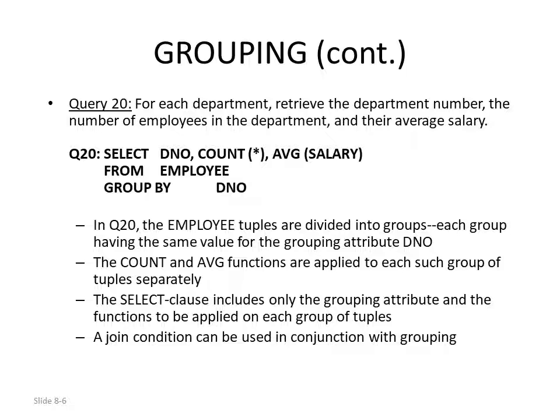So in the queries, you can see that the employee tuples are divided into groups, each group having the same value for the grouping attribute, department number. So if the department number is one, there will be a number of employees, and each will have a social security number. By taking help of that number of unique values in the particular department, we can count the number of employees who are working by using COUNT. And we can also apply AVERAGE, which is one of the aggregate functions, so we can come to know the average salary.